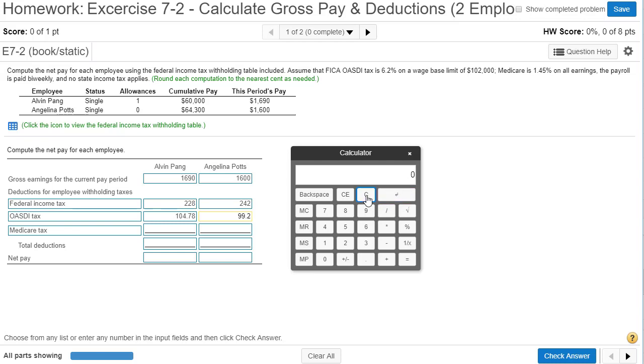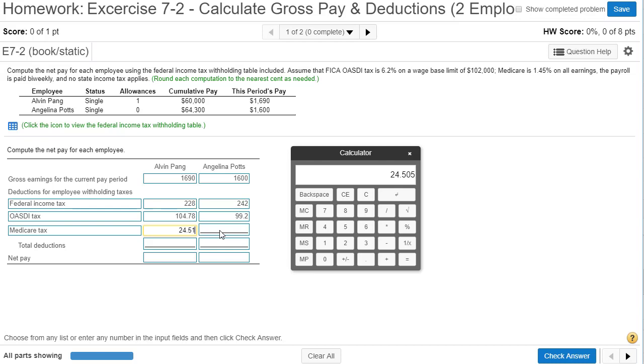Now we're going to go to Medicare. Let's do Alvin. $1,690 times 0.0145, or a lot of you might want to do it this way: multiply $1,690 times 1.45 and then divide by 100. That gives us $24.51.